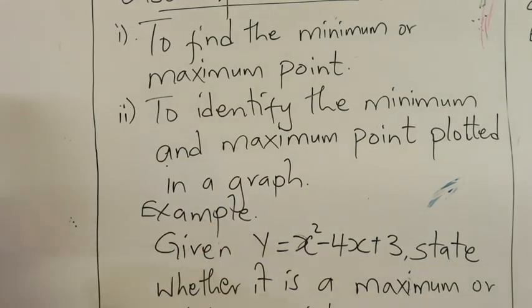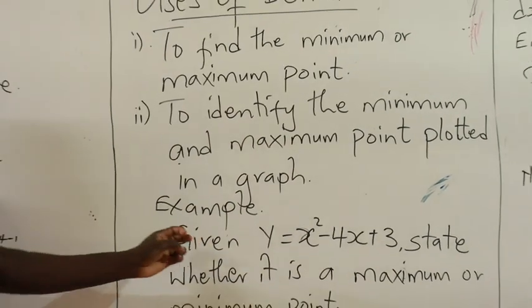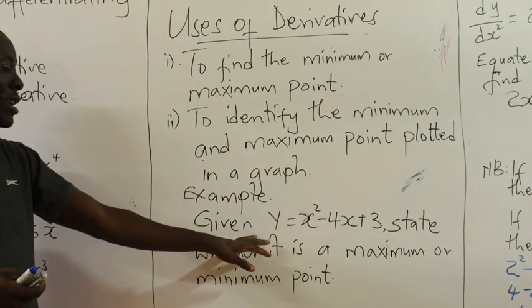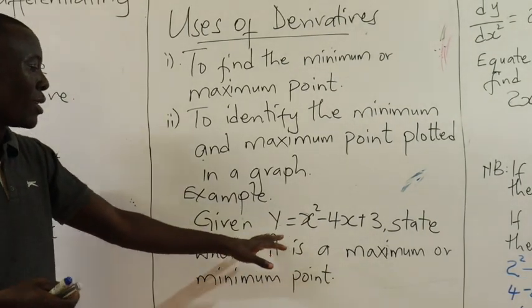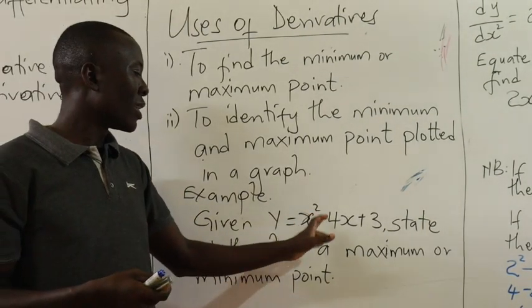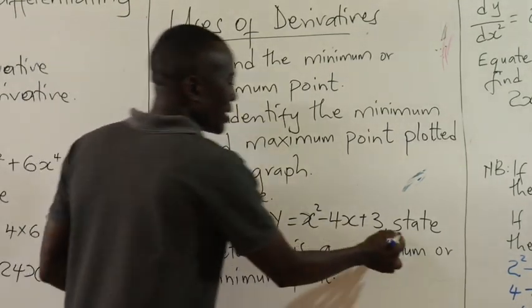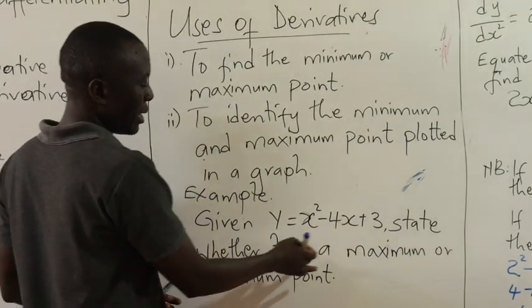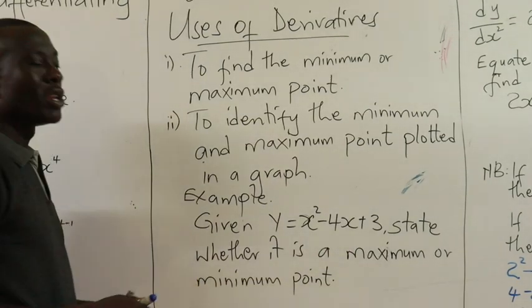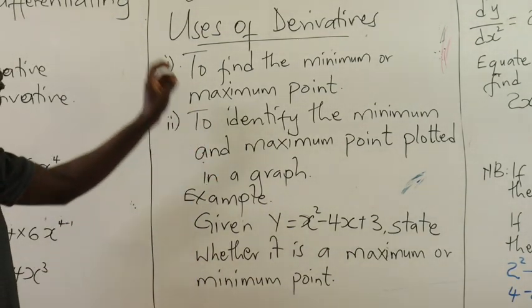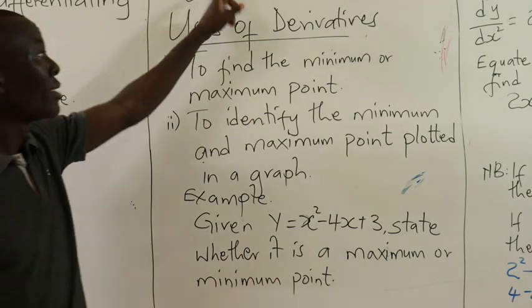We'll have an example. We are given y is equals to x squared minus 4x plus 3, and we are asked to state whether it is a maximum or a minimum point. We have to prove, and we have said we'll go and apply the knowledge of first and second derivatives.